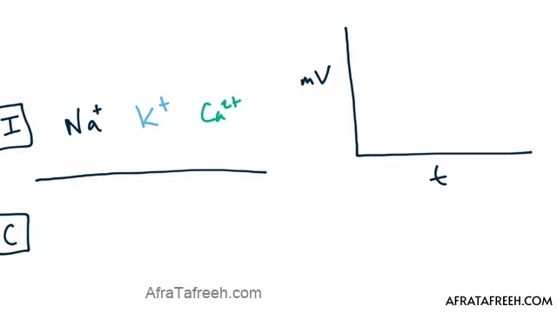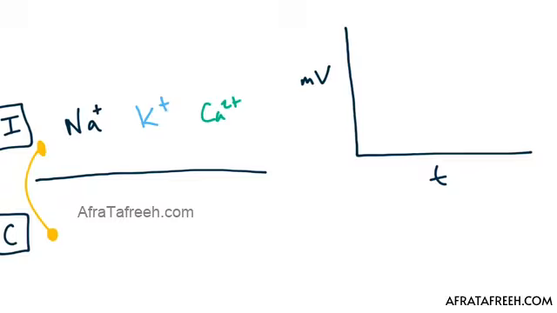Remember from the chapter on general principles that an action potential is measured using a voltmeter, which is comprised of one electrode in the cytosol. We can draw that here. And another electrode in the interstitium. The difference in electrical potential between the two electrodes is called voltage, which is measured in millivolts.